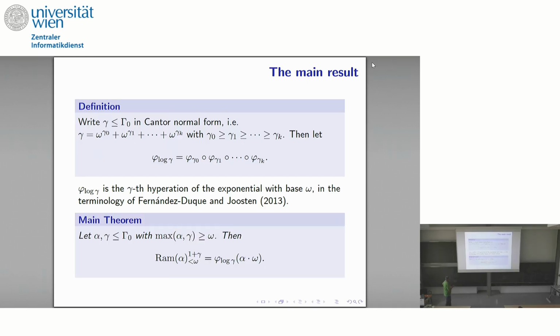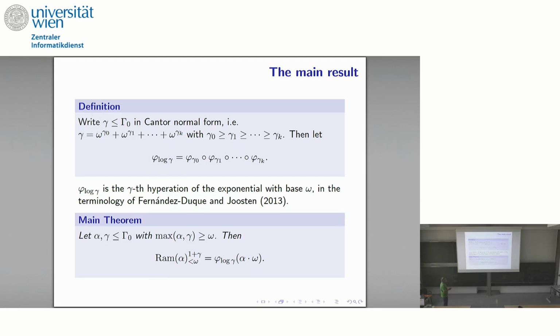And then here is the main theorem. In that system, if I take alpha and gamma smaller than or equal to gamma naught, and I can go a little bit farther, as I said a little bit before, and at least one of them is infinite, because otherwise I fall down in the finite Ramsey theorem, and it's a nightmare computing Ramsey numbers, right? So I want really to be in the infinite case. At least one of them must be infinite.